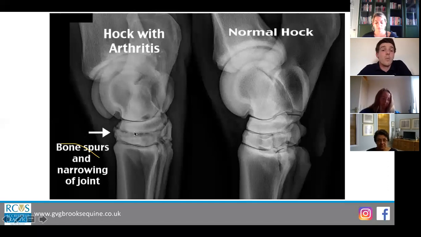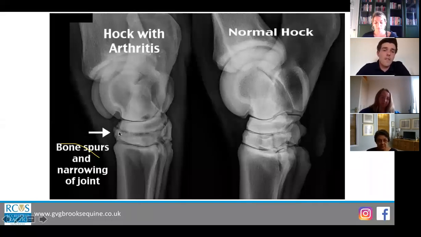And it's the body's way of trying to strengthen the joint because it knows that it's losing the cartilage. But although the body thinks it's making the joint stronger by laying down this new bone, it actually is a really painful process. So this is one of the arthritis disease processes that we seek to modify in our treatments, because that can be really painful for the horse.